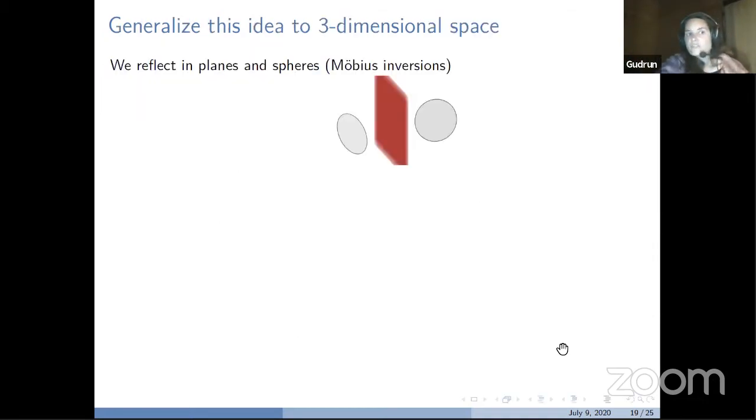And to obtain surfaces, I want to do the same idea, but I want to generalize it a little bit to three-dimensional space. So what I do is, instead of reflecting in a line or a circle, I want to reflect in a plane or a sphere. So you see here, you can reflect a circle in space, just in a plane, and you end up again with a circle.